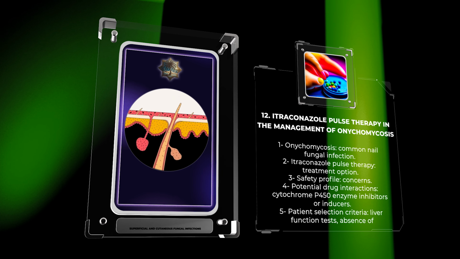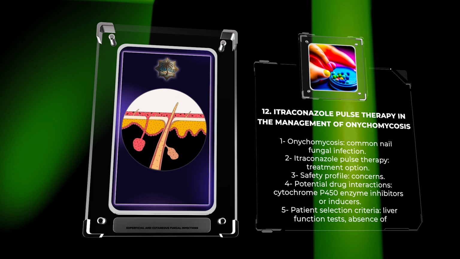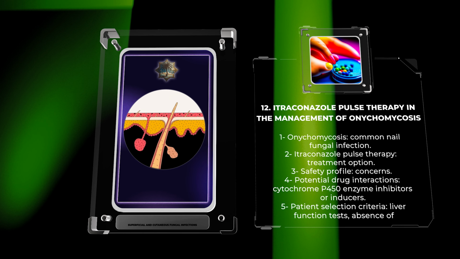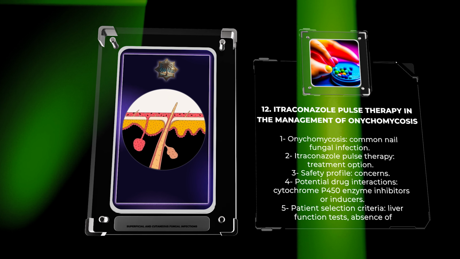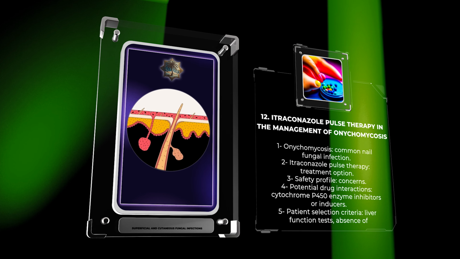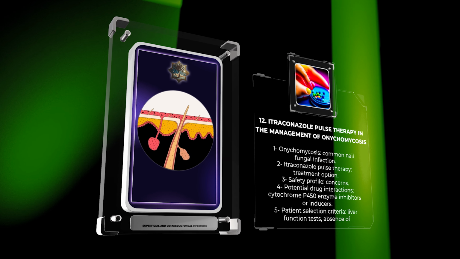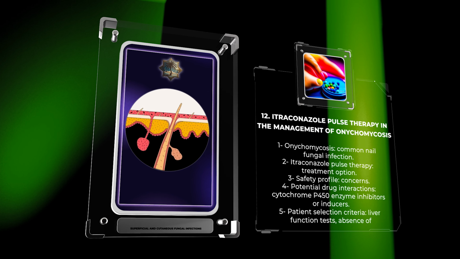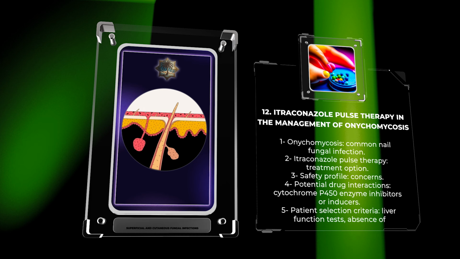Itraconazole pulse therapy, where a fixed dose of itraconazole is administered intermittently, has emerged as a treatment option with proven efficacy. However, concerns exist regarding its safety profile, potential drug interactions, and patient selection criteria. Evaluating the efficacy of itraconazole pulse therapy requires a comprehensive understanding of the treatment regimens, duration, and patient factors influencing response.